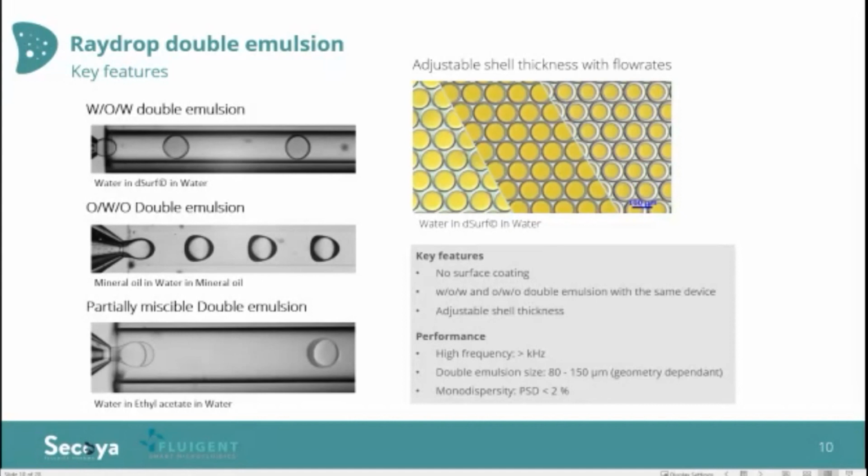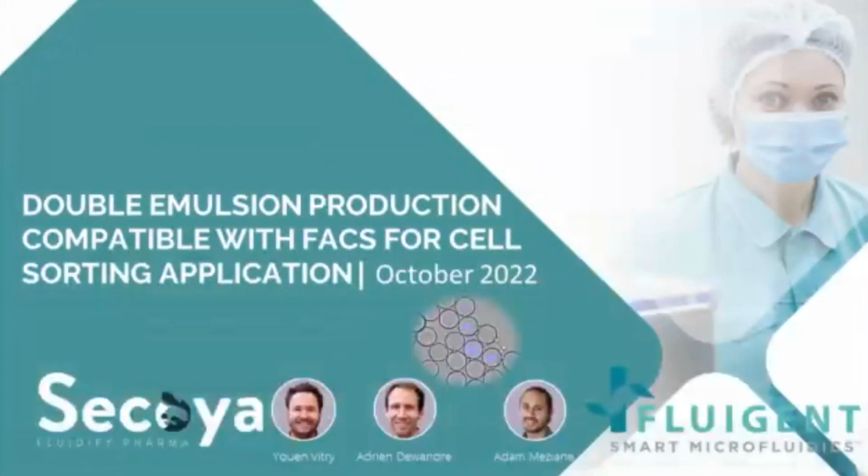The next question is about the stability of the double emulsion, water in oil in water. How long can they incubate it? I would say that the stability of the double emulsion is not dependent on the Raydrop. It's dependent on the formulation. Depending on your formulation, the double emulsion will be stable for a long time or not. And actually, the main factor is the presence of surfactant to avoid coalescence in your system. So that is very formulation dependent. There is no general answer to this question. But if you work on the formulation, you can achieve a very long time of incubation.